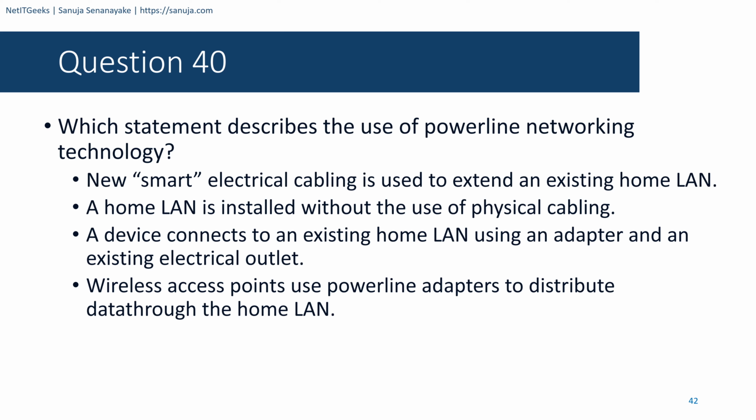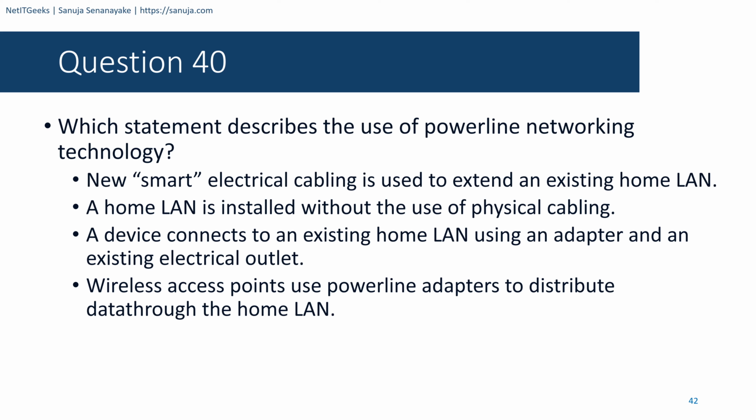Smart electrical cabling is used to extend an existing home LAN. A home LAN is installed without the use of physical cabling. A device connects to an existing home LAN using an adapter and an existing electrical outlet. Wireless points use power line adapters to distribute data through the home LAN.